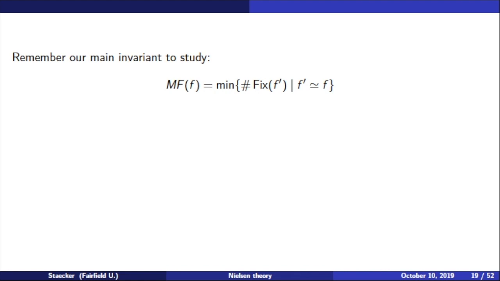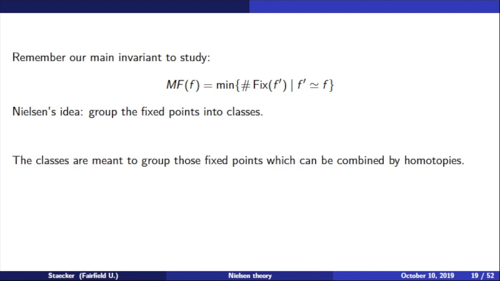when you change a function by homotopy. And here's where Nielsen comes in. This is called Nielsen theory because Nielsen's basic idea here was to group the fixed points together into classes. They're called the Nielsen classes or the fixed point classes. And the classes are meant to group together those fixed points which can be combined by homotopies.